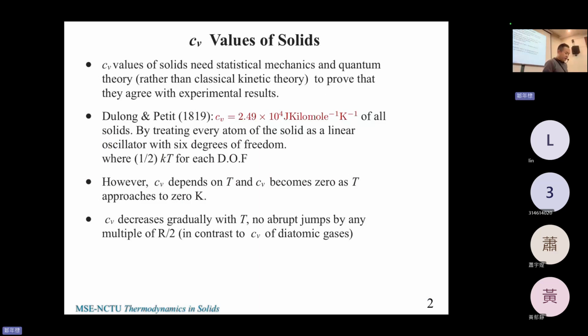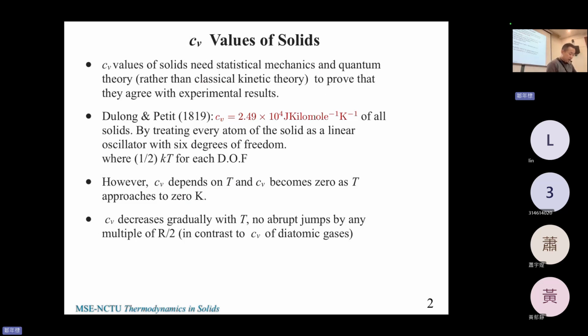The CV values of the solid. We find that the CV value for solid needs statistical thermodynamics and quantum mechanics. Classical doesn't work, because it's difficult for classical thermodynamics results to have a good agreement with experimental results. It's not good.